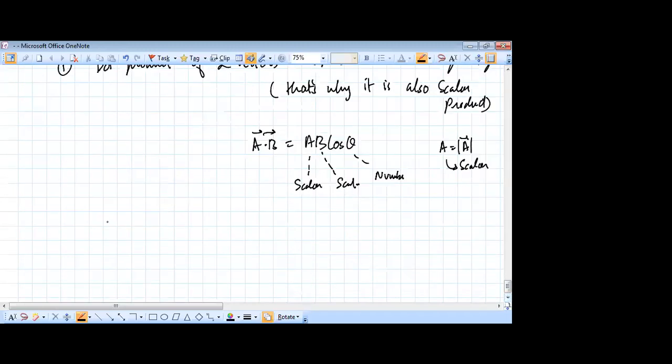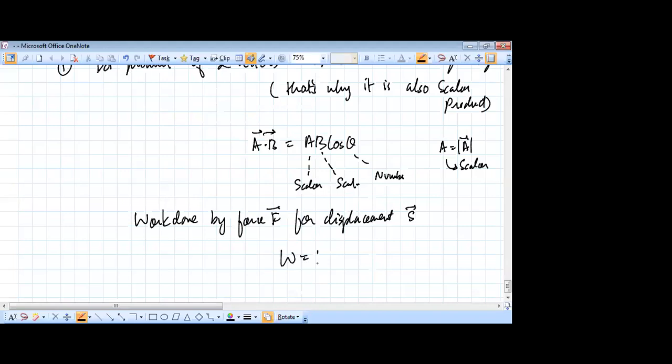Okay. So that is why in physics, the definition of work done by a force F for displacement S is that work done is F dot S. We will study this later in a chapter, the work energy theorem. But here see what kind of quantity work done is. It's a scalar quantity. So dot product of two vectors gives us what kind of quantity? It gives us a scalar quantity.